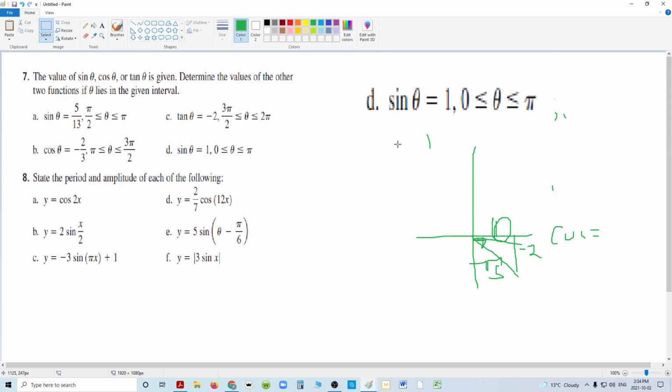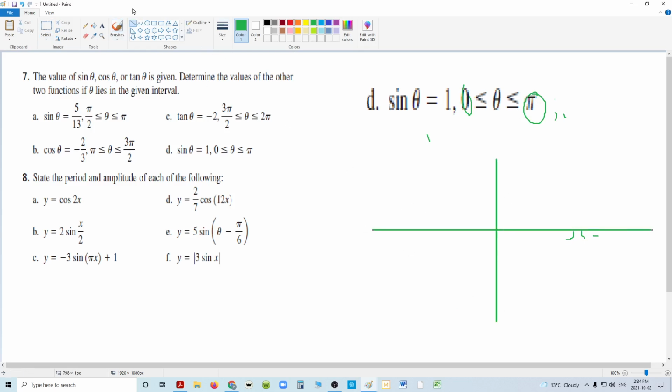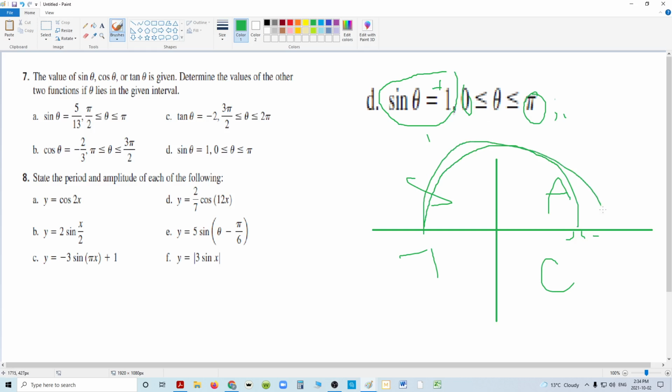This one, they're looking for an angle that's all the way between 0 and pi. Now, sometimes when we're dealing with two quadrants, there's two possible answers. We have to look at our CAST to see if it's possible. C-A-S-T. Well, the only thing they've told us is sine is positive 1. And we know we're dealing between 0 and pi, and we know that sine can be positive in both, which means we're dealing with two possible angles.